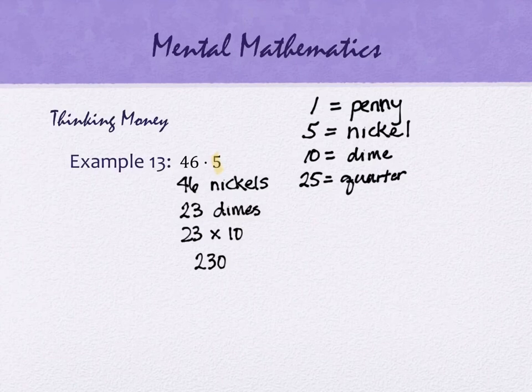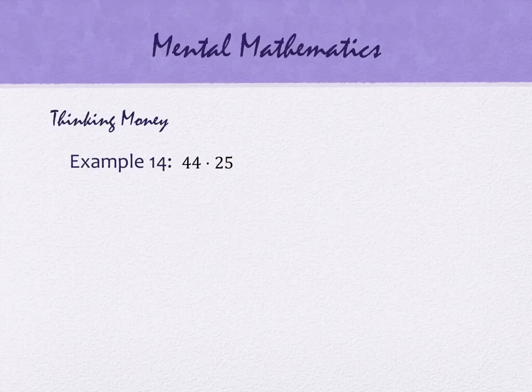Okay, the next problem is a similar one, but what it's being multiplied by is what? It's 25, but 25 could represent what? Quarters. Now imagine that you had 44 quarters and you didn't need to go to the laundromat or the car wash, so you didn't need all the quarters, right?